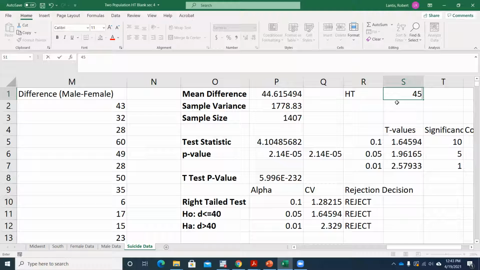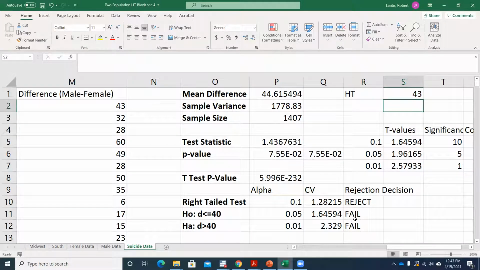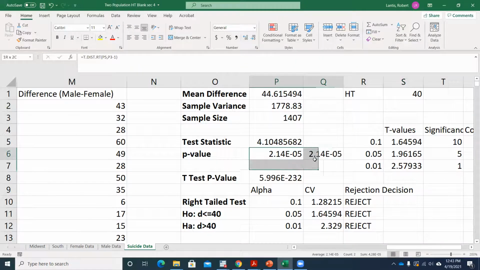So we can start to play around. We can do 43. And then I start to maybe fail to reject differences like 43. But even at a difference of 40, I can still reject with 99% confidence. Notice once we start to get p-values that look a little more realistic, those rounding errors out to whatever decimal aren't causing any difference in our p-value calculation here.